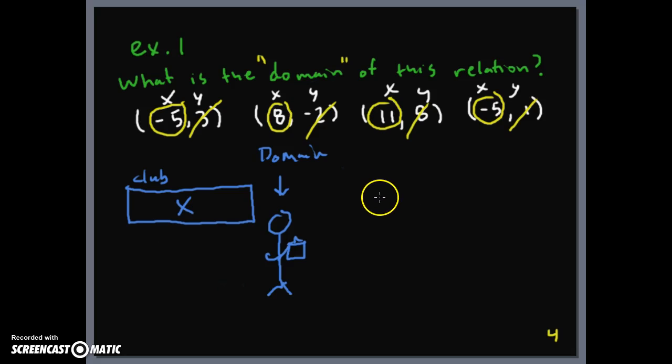So here we have our domain. We're going to put it in squiggles, and we've got -5, 8, 11, and -5. Well, there's two -5s. We only need to write it once. -5 can only be let in once. It's got like a re-entry. Maybe he's got the re-entry pass. Then we've got 8, and then we've got 11. And that is the domain for this relation.